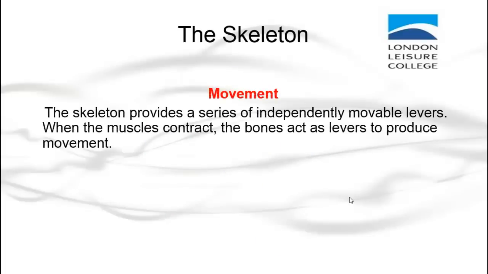Okay, so let's look at movement. So the skeleton provides a series of independently movable levers. When the muscles contract or get smaller, the bones act as levers to produce movement. So if you think about your bicep muscles in the front of your upper arm, when that muscle gets smaller, it pulls on the bones of the lower arm, your radius and ulna, and that means that the arm then bends upwards so that you create movement, and that's how you can move your body.